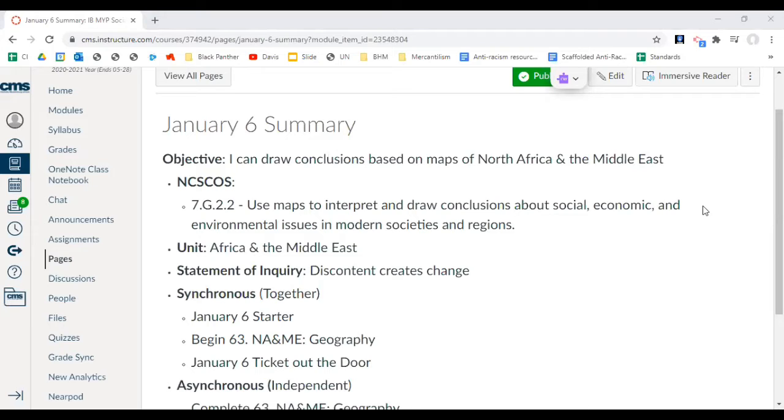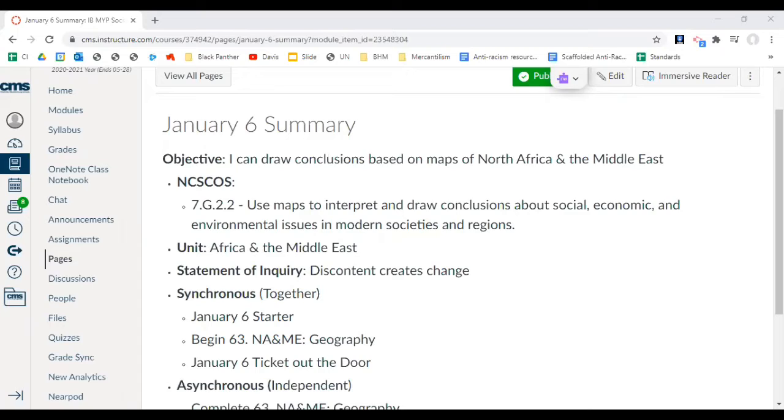Our unit, again, has changed. We're no longer in Europe. We're focused on Africa and the Middle East, and more specifically, North Africa and the Middle East for the next few weeks, okay? Statement of inquiry is discontent creates change. Okay, it is no longer the one from the last unit. Okay, so make sure on the ticket out the door that you make the necessary adjustments, please.